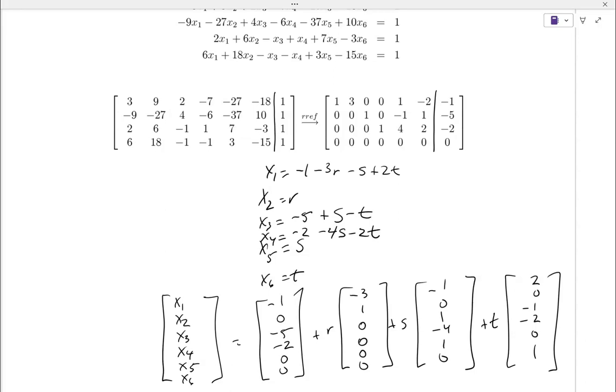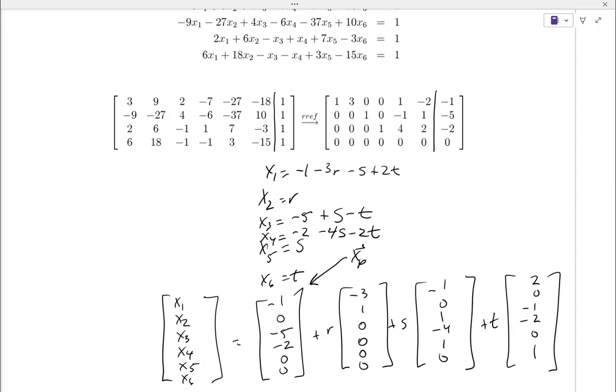I know I went through that quickly, but we've done this before, right? That's why I went through it quickly. But notice, this has the exact same form that we just talked about. This right here would be your particular solution to the non-homogeneous system. If you plug in -1, 0, -5, -2, 0, 0 into the system, you should get ones for every single equation. That should solve that particular system.